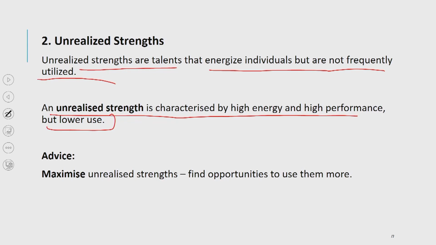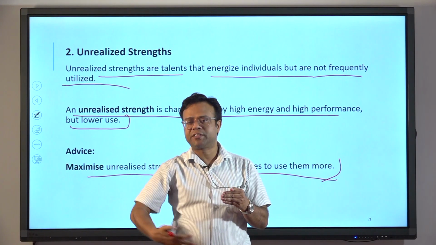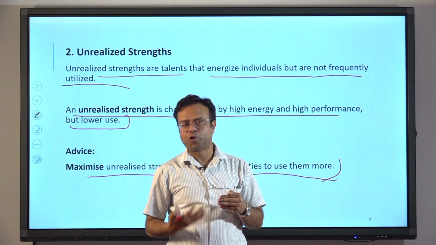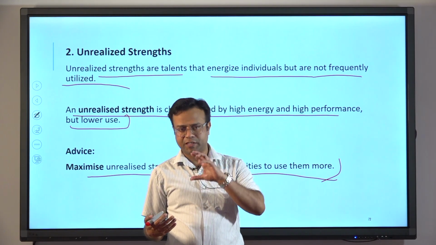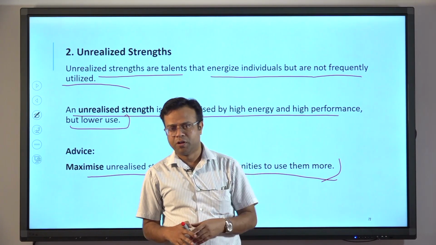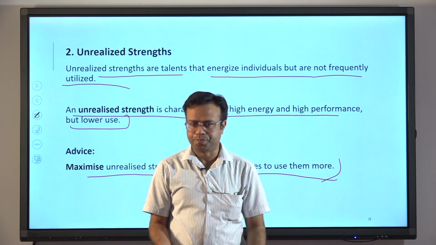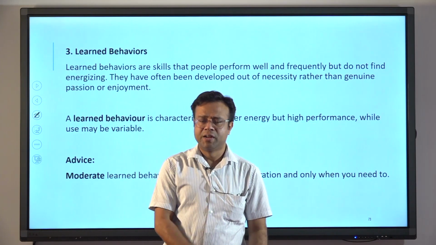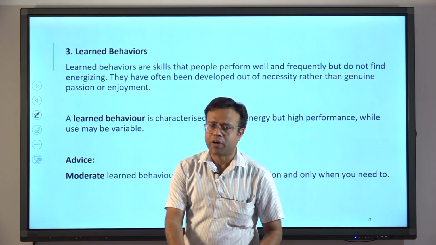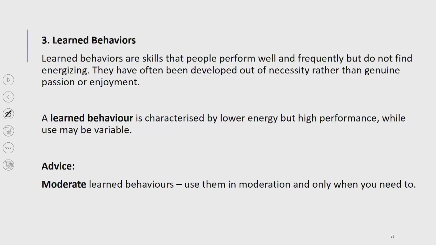The advice for this is to maximize this unrealized strength and find opportunities to use it more, because it is still unrealized. The more you realize them and use them, finding more opportunities to use them, the better it is for you in terms of performance and so on. So this is the second category. The third category is called learned behaviors.